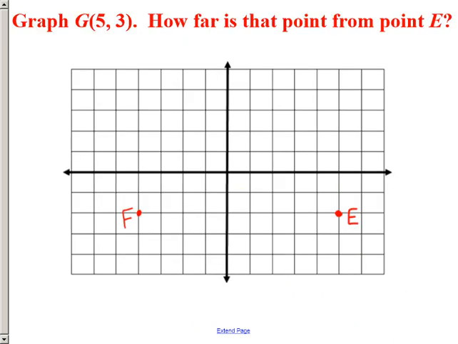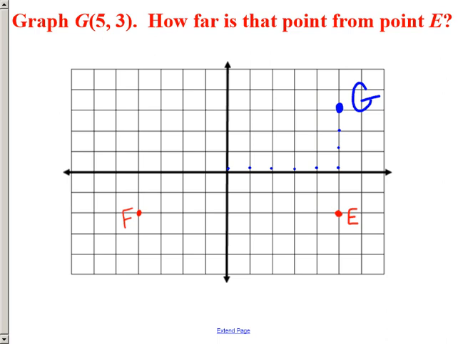So let's add another point to that set. Let's graph point G at 5, 3. So G would be going from the origin, go forward 5, 1, 2, 3, 4, 5, and then up 3, 1, 2, 3. So here's point G.